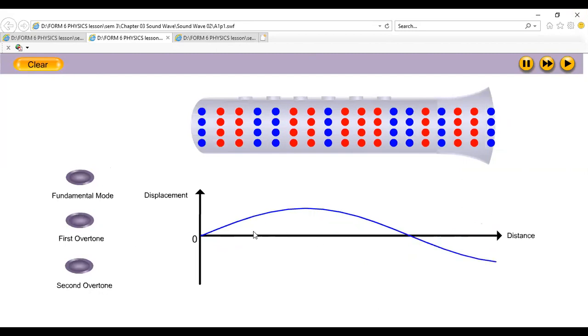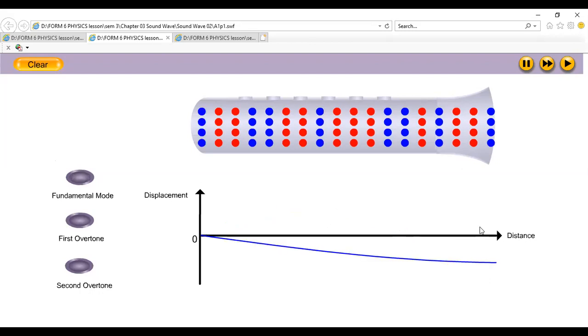For the first overtone, two nodes and two antinodes. For the fundamental, we have one node and one antinode only.